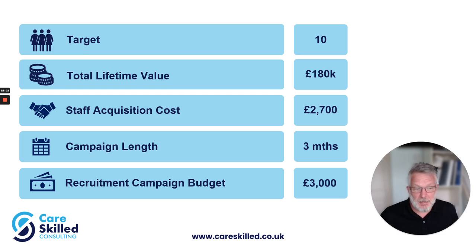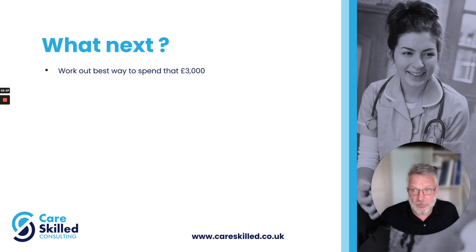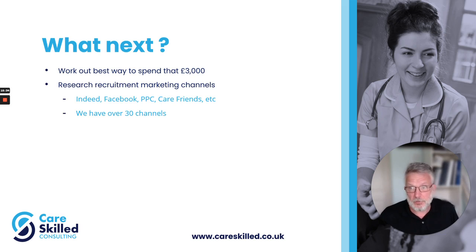So now we've got some key figures that we can start measuring and seeing what the actuals will come in against this. So what next? Well, now you've worked out those key parts. You now have to find the best way to spend that 3,000. And that is, you now need to start researching your recruitment marketing channels. So as we said before, your recruitment marketing channel could be Indeed, it's Facebook, it's a Google pay-per-click or PPC campaign, it's the Care Friends app, it's recommendations, it's flyers going out, it's everything you can think of.